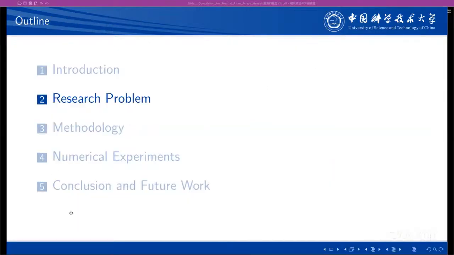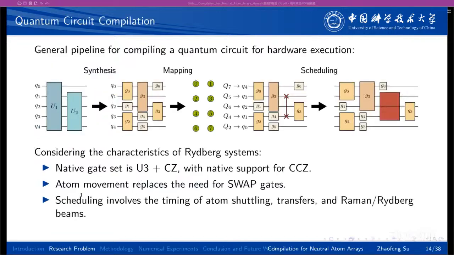Okay, and then I will introduce the research problem. The compilation of the general quantum circuit to hardware execution includes 3 stages: circuit synthesis, circuit mapping, and scheduling.